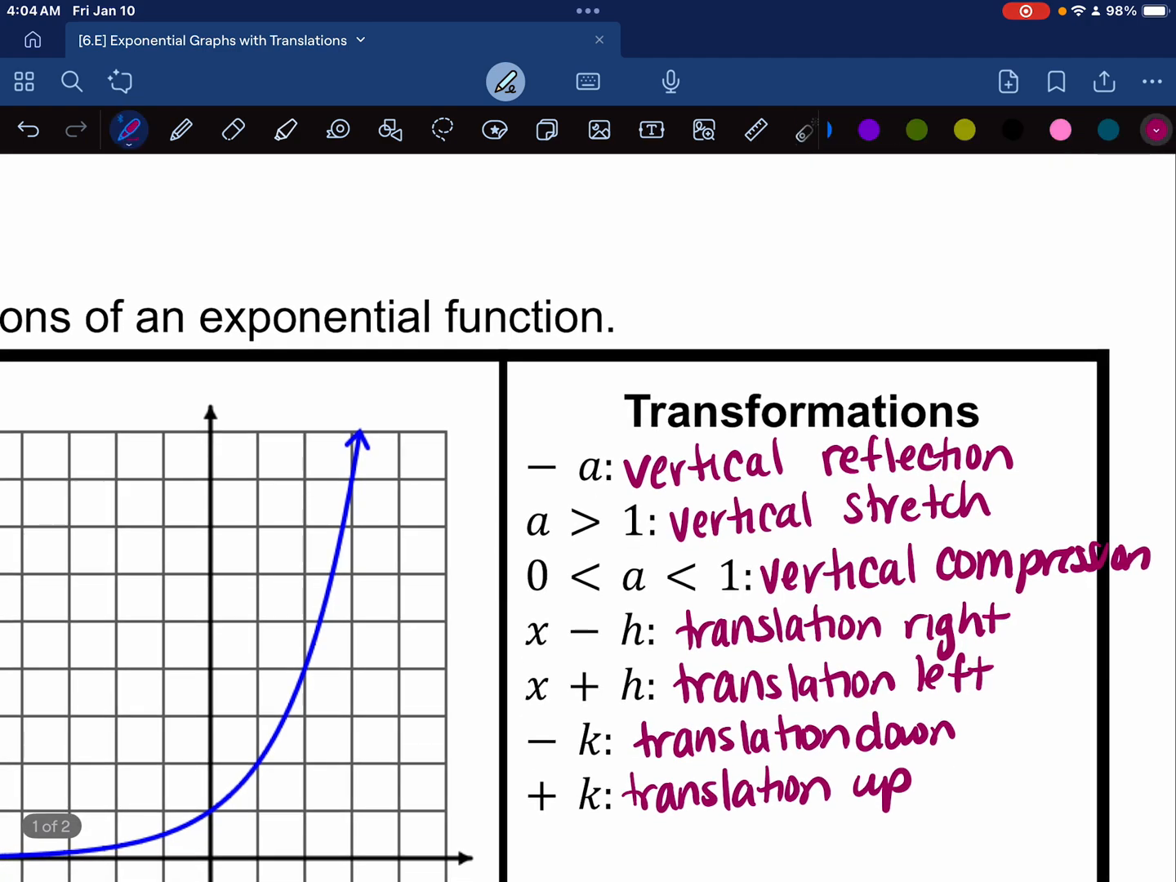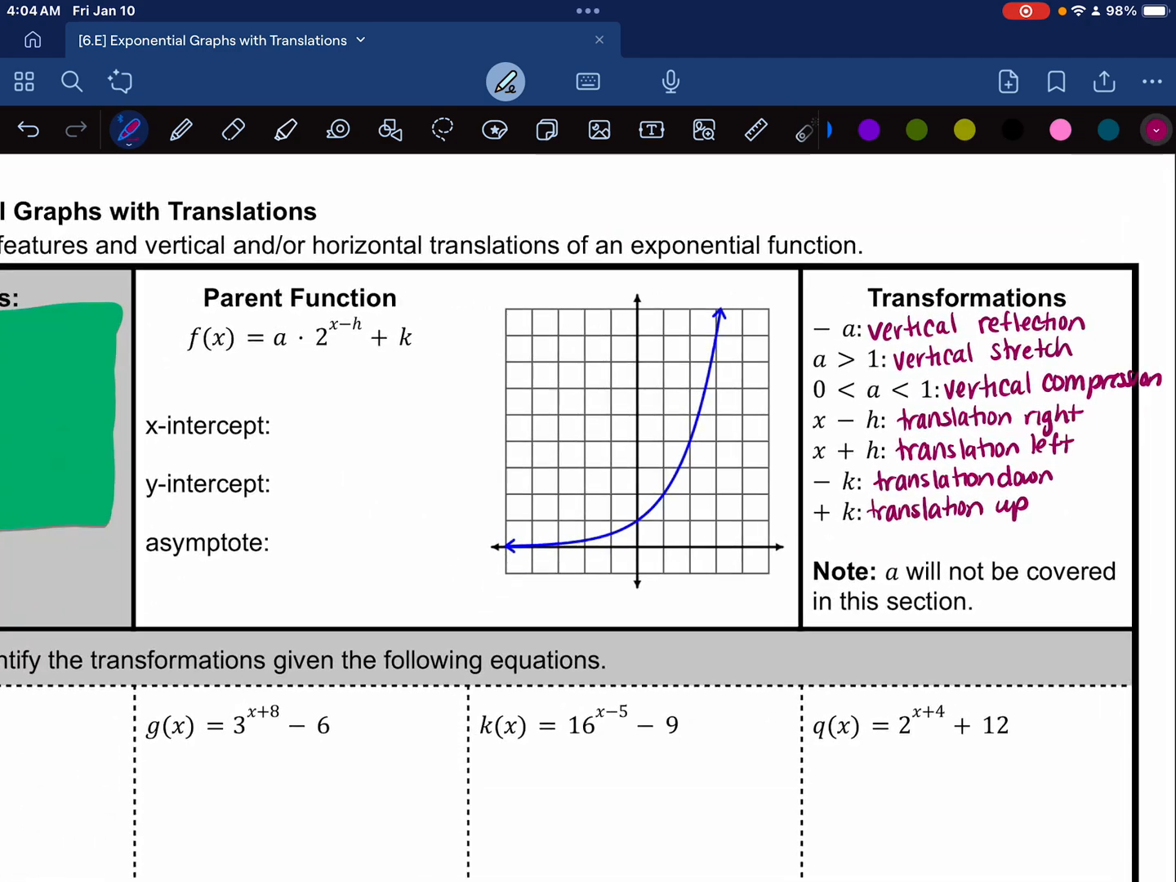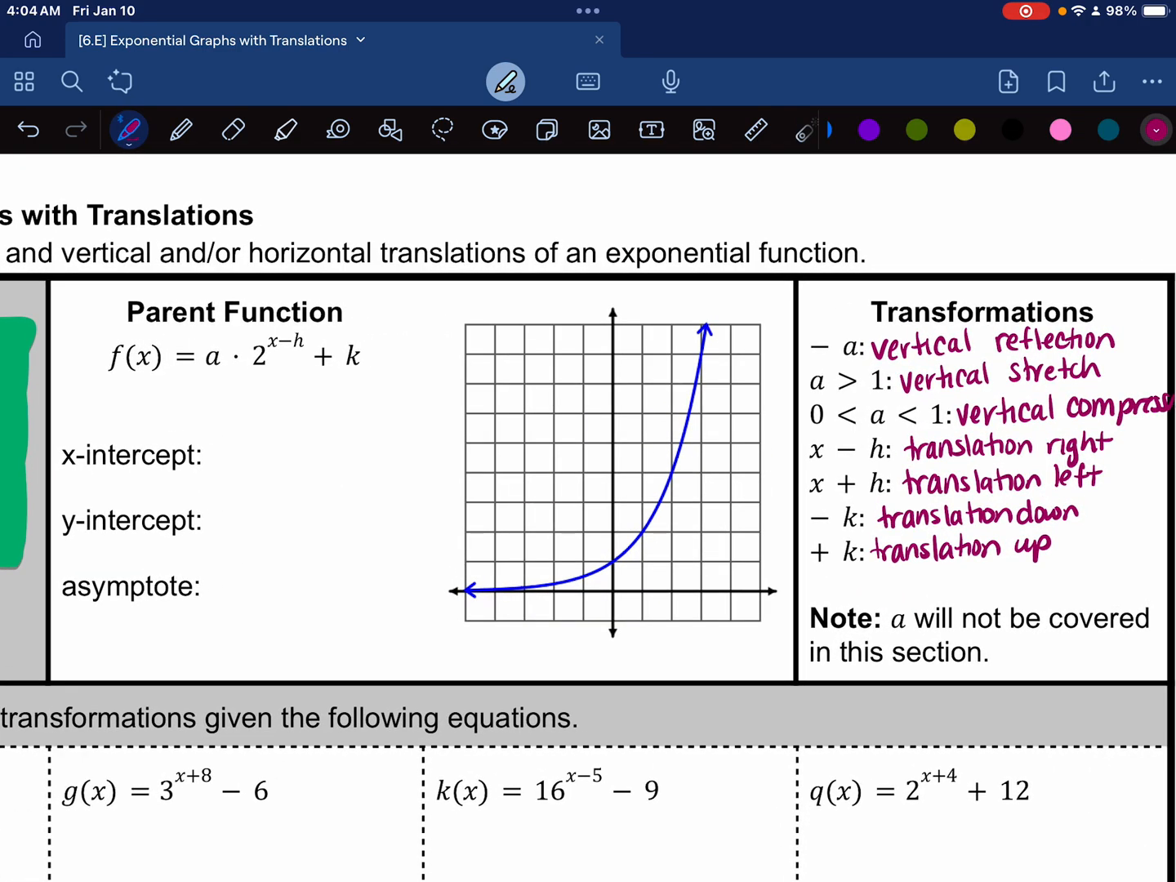So on an exponential function, the a is that initial amount that you guys learned about in 6b, okay? So that initial amount tells you about if you're going to have a reflection, which is where it flips upside down over the x-axis, if you're going to have a stretch, or if you're going to have a compression.